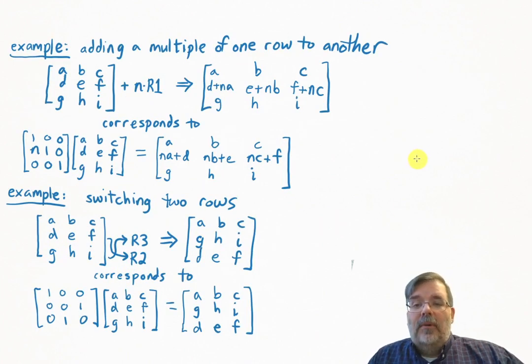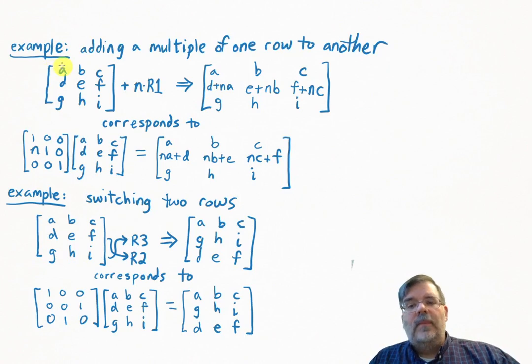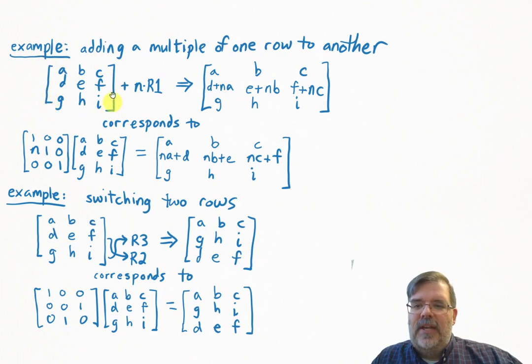As another row operation we often do, we might want to add or subtract a multiple of one row to another. So in this case, starting with this matrix, A, B, C, D, E, F, G, H, I, let's say we want to take the second row and add n times row 1. The result: rows 1 and 3 don't change, but row 2 becomes D plus nA, E plus nB, and F plus nC. That would be the result of that row operation.